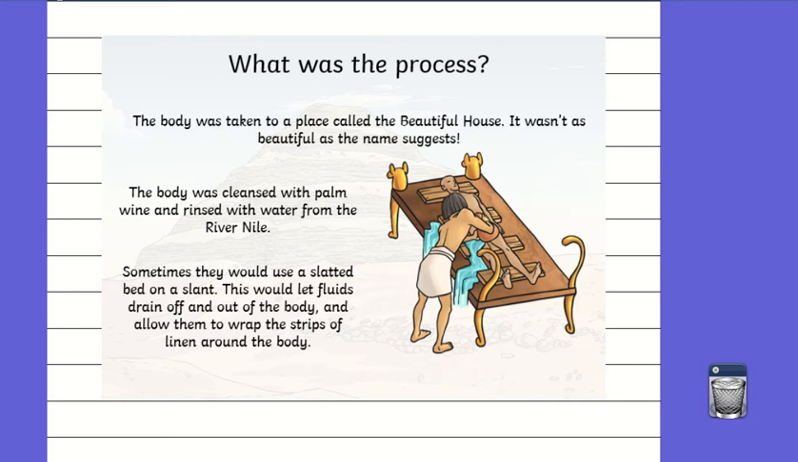So, the process. The body was taken to a place called the Beautiful House, but it wasn't as beautiful as the name suggests. The body was cleansed with palm wine and rinsed with water from the River Nile. So again, this is why the River Nile is so important, and we've spoken about it every lesson. Okay, because even here at the end of life, they are still reliant on the River Nile. Sometimes they would use a slatted bed on a slant, and this would let fluids drain off and out of the body and allow them to wrap the strips of linen around.